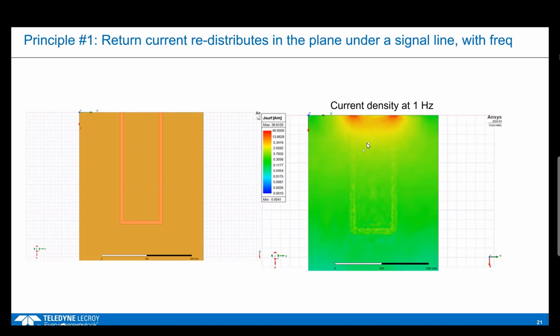And here it is. And you can see that the red means a lot of current density. Where's the return current in the plane going? Of course, the signal current has to flow. It's constrained by the conductor geometry, has to flow through the signal path, but the return current is not constrained. It can flow anywhere at once in that plane. And look, where does it flow? It takes the shortest path, the path of lowest resistance at 1 hertz.